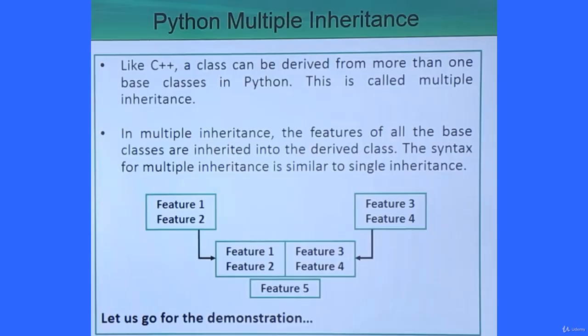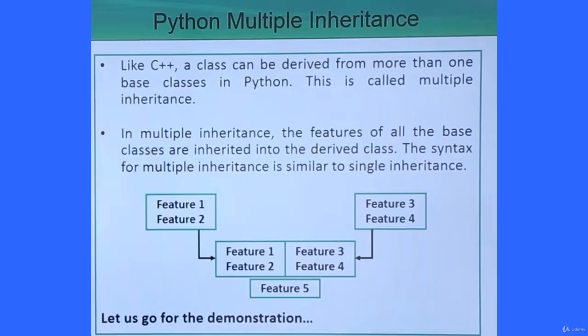called multiple inheritance. And in multiple inheritance, the features of all the base classes are inherited into the derived class, and the syntax for multiple inheritance is similar to what we used in single inheritance.